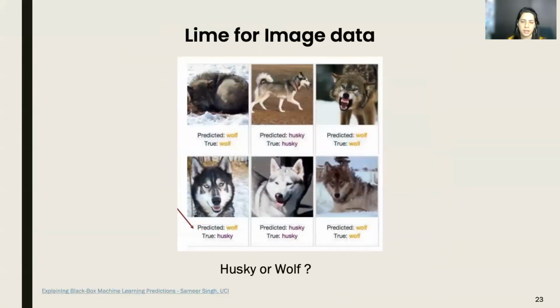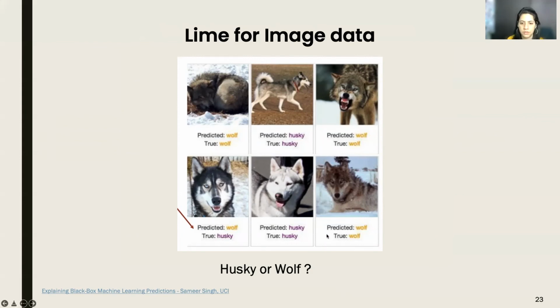While it can be used for text and tabular data, I will give you a very classic example on image data. There was an experiment done at the University of Washington. They created a classifier to differentiate between wolves and huskies. Huskies are those big dogs which look a little similar to wolves, but they're different. And the classifier came out to be very good, and it gave great results.